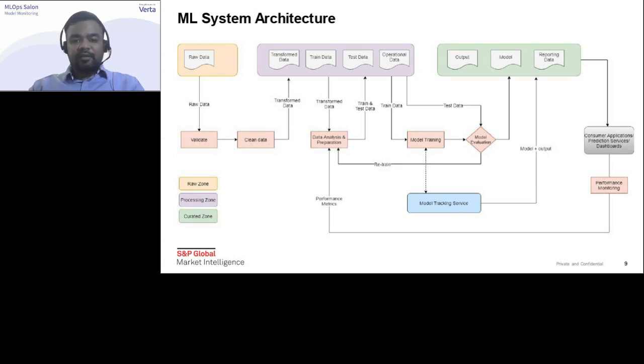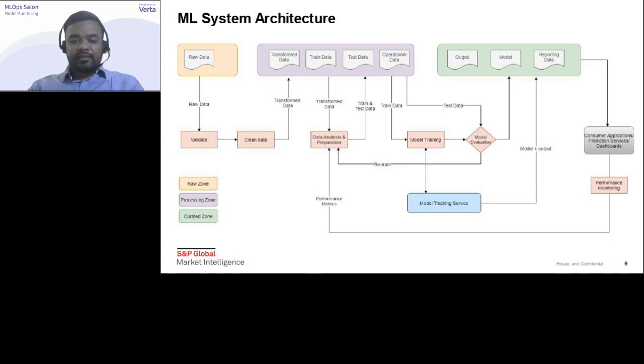Once we have the data ready for model training, there are numerous cycles of model training done with different algorithms, different configurations, and different settings. All those experiments are tracked with the help of some kind of model tracking service, which is not only tracking all the experiment data, like what configuration and hyperparameters were used in that particular experiment. The model tracking service is also tracking the output and the input data versions that were used to generate that model.